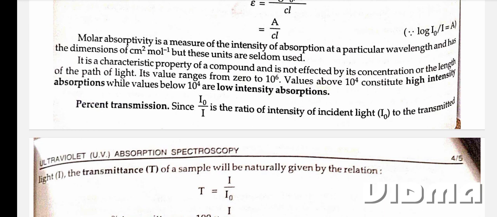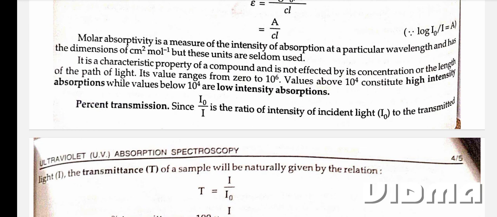It is a characteristic property of a compound and is not affected by its concentration or the length of path of light. Its value ranges from 0 to 10^6. Values above 10^4 constitute high intensity absorptions, while values below 10^4 are low intensity absorptions.